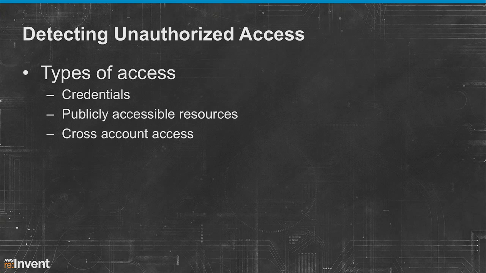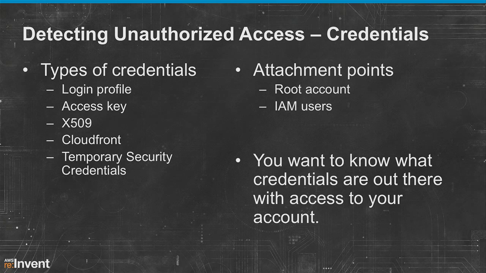If you're looking at a host, that perimeter will be things like listening ports, etc password entries, PAM config, SSHD config. On your cloud environment, it's all about credentials that are used to access your resources, as well as resources that may be accessible from outside your account. So there are a couple types of each, and let's dig in a little bit on credentials. So we support login profiles, which are username, password pairs used to access the management console. We have access keys, which are HMAC signing keys used to make API requests, X509 certificates used for SOAP, CloudFront RSA keys, as well as temporary security credentials. These can be attached either to the root account or to an IAM user within the account. You'll want to know what credentials are out there with access to your account, that they're being managed properly, and that new ones haven't been added that you didn't expect.